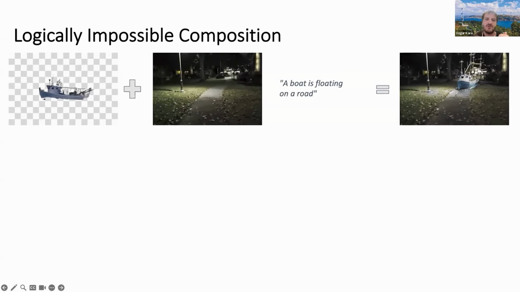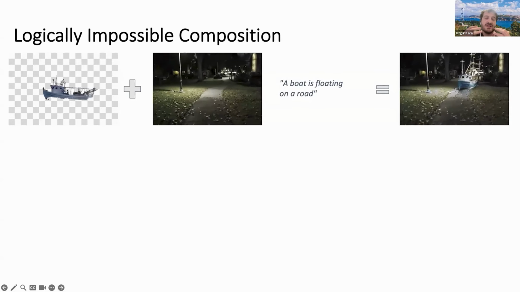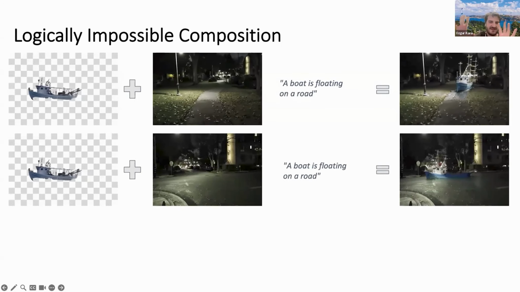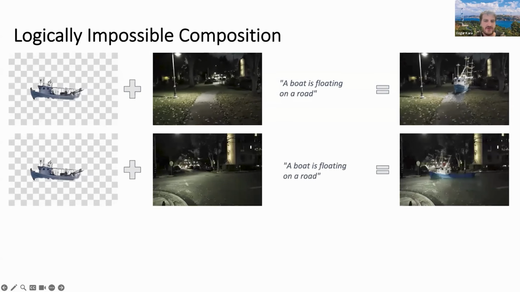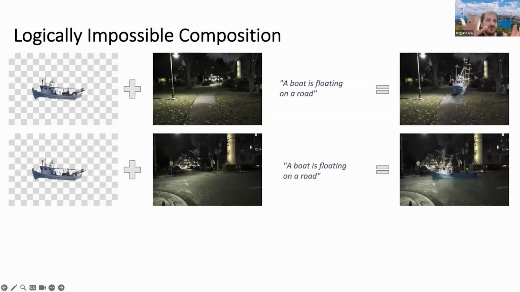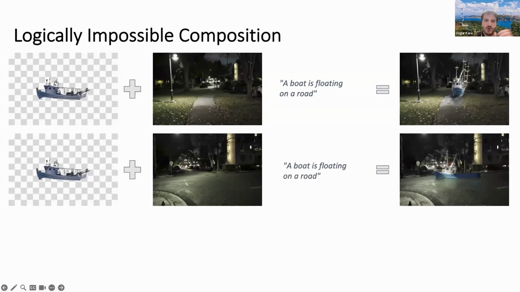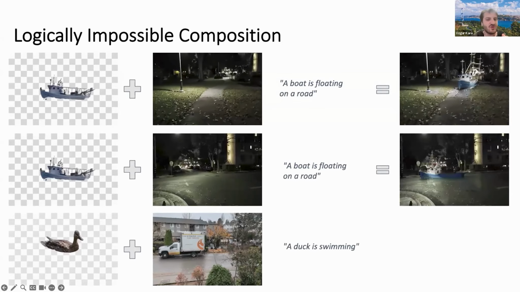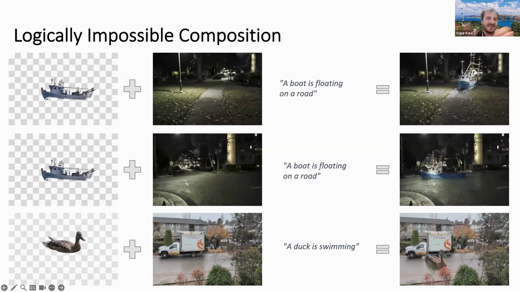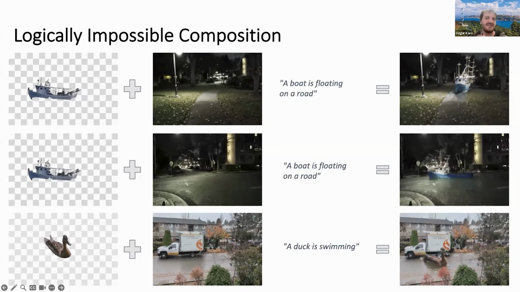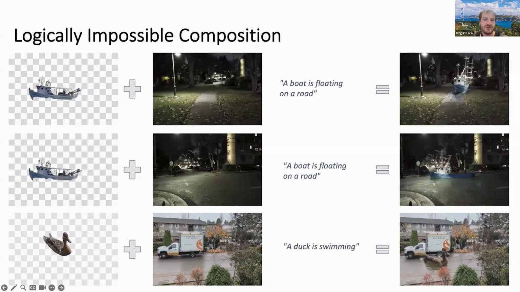So it learns how to harmonize these, even in a very challenging or impossible, surreal case. Or we also put the boat in a different perspective on a different road, and you can see it creates a small fluid surface rather than just simply blending it on the road. Or we also tried it with a duck swimming on a road, and even though it looks a little bit huge, it still creates this surreal but visually consistent video.